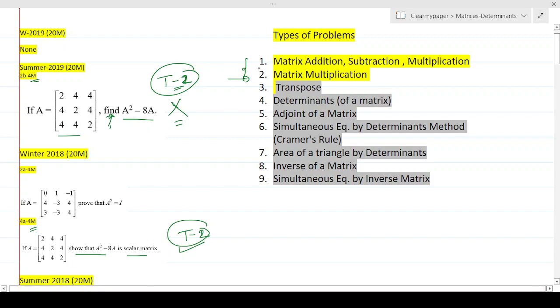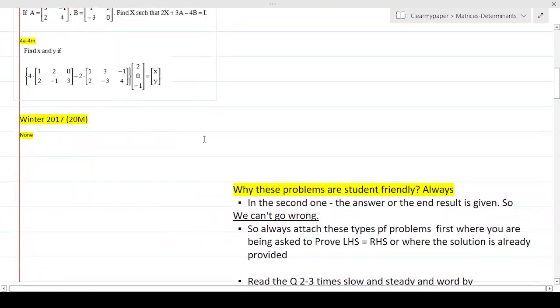There'll be hardly any which is pure play type 1. I think there's one problem at the end. We'll come to that when we do it. But this is a type 2 problem, pure play matrix multiplication. And let's get started.